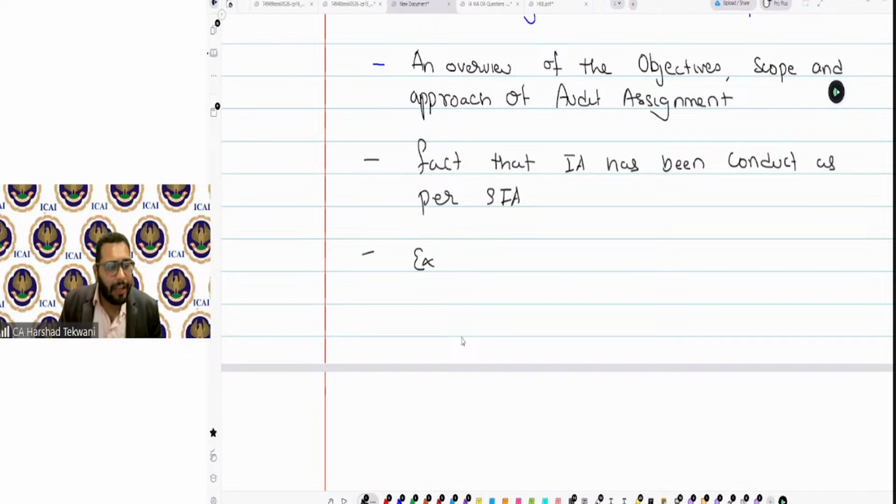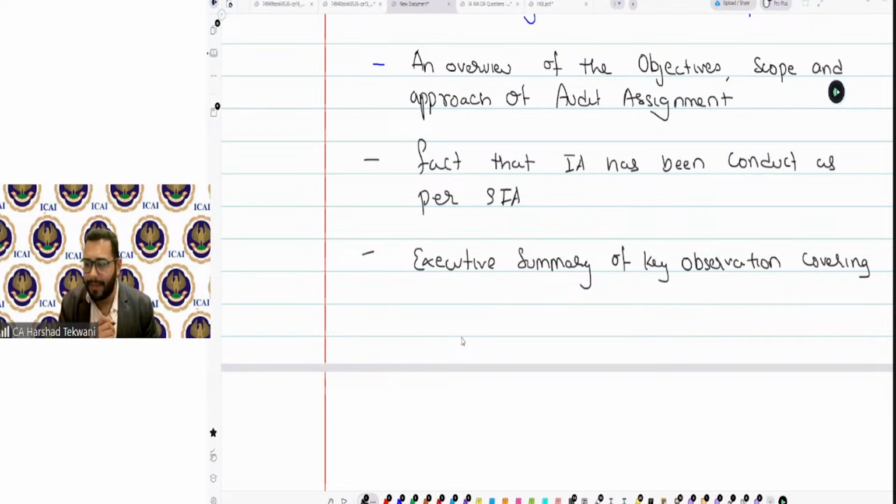Third, executive summary of key observations, covering all important aspects. Do you know what the logic behind the executive summary is? The executive summary was brought in for the executives, when I say executives, the chief executive officer or chief people in the organization, like the board of directors or something.